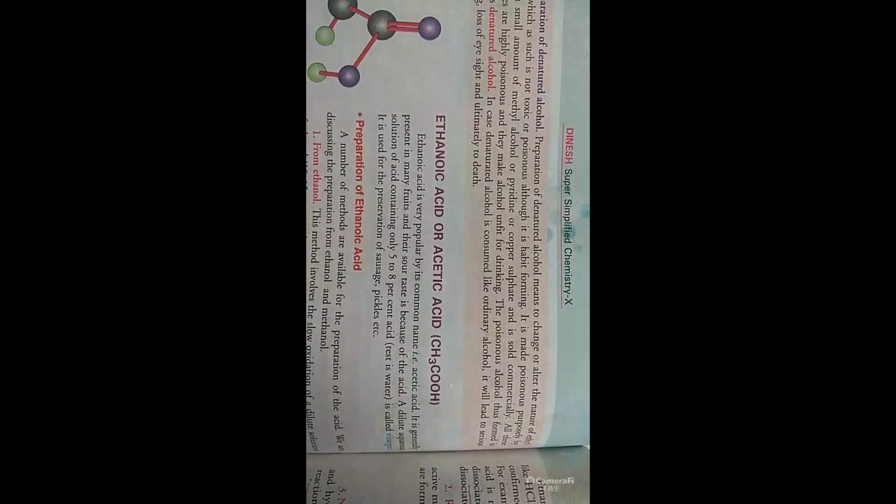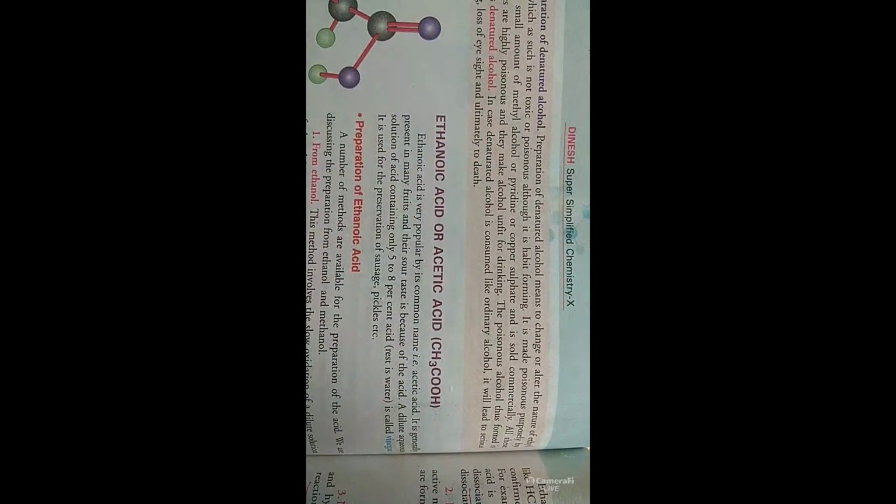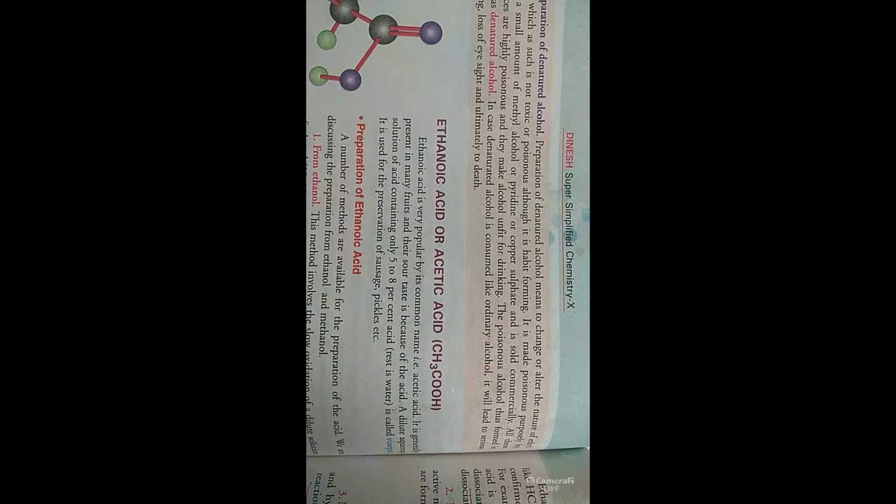It is generally present in many types of fruits, and they are sour in taste. A dilute aqueous solution of the acid containing 5 to 8% of the acid is called vinegar. It is used for the preservation of sausages, pickles, etc.